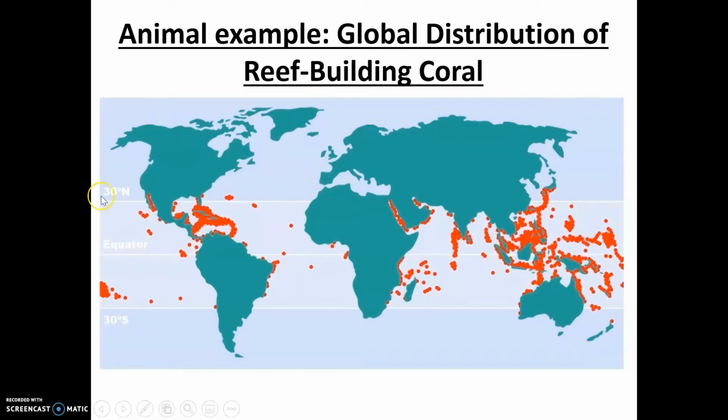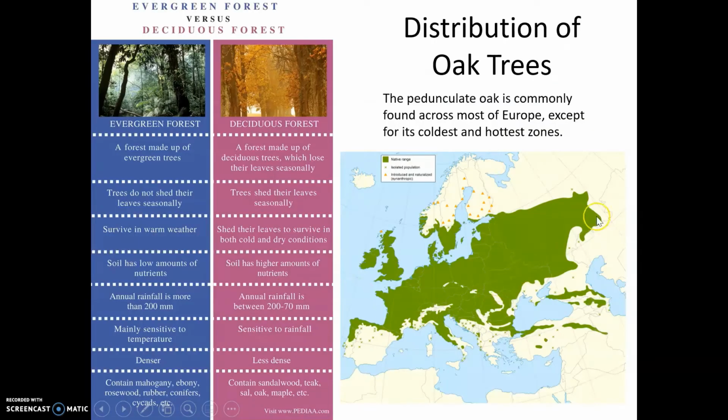But I just want to remind you that we have already seen two examples of distribution of specific species. So this is the reef-building coral, and the limiting factor for this one was the temperature. And we also looked at the deciduous oak tree and how that was also limited by too low temperatures up here or too high temperatures down here.